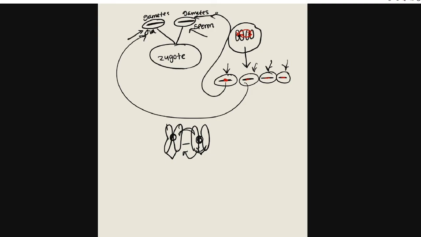I feel like if I did this in color, it would probably be better. So I'm going to draw one that's red, and one that's blue. And then these can cross over like this and swap their DNA here. So these two are homologous chromosomes. And then these little individual ones are sister chromatids.